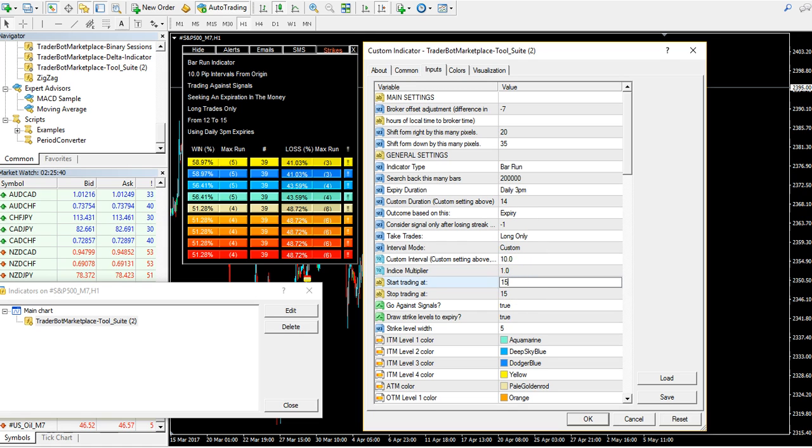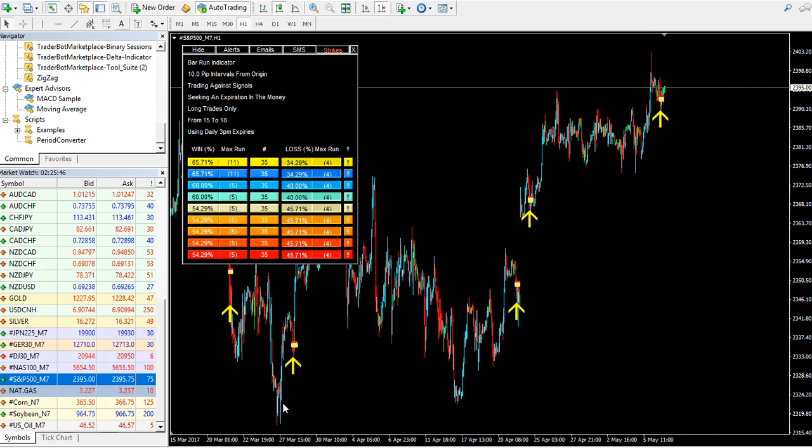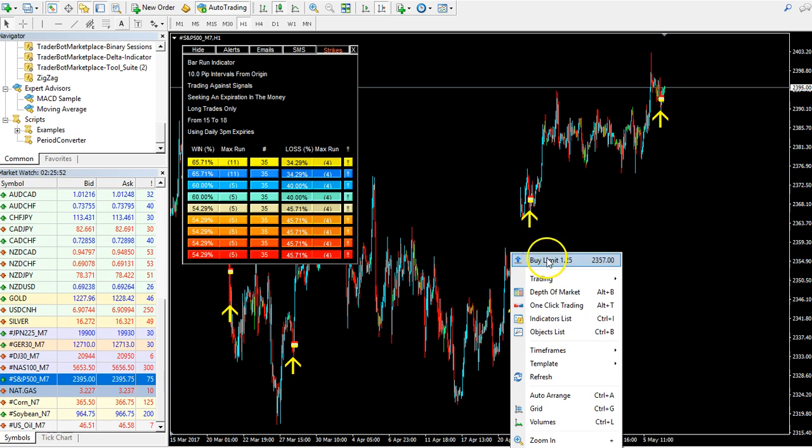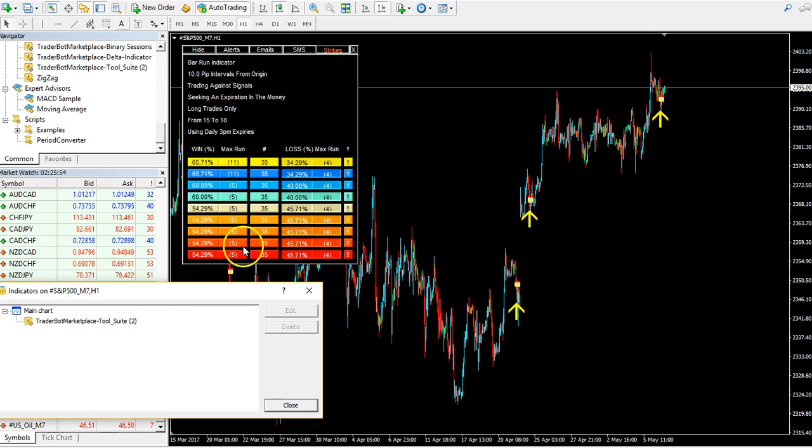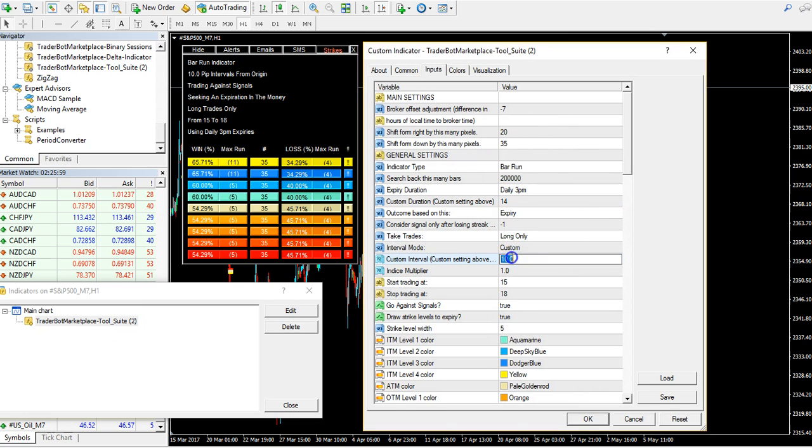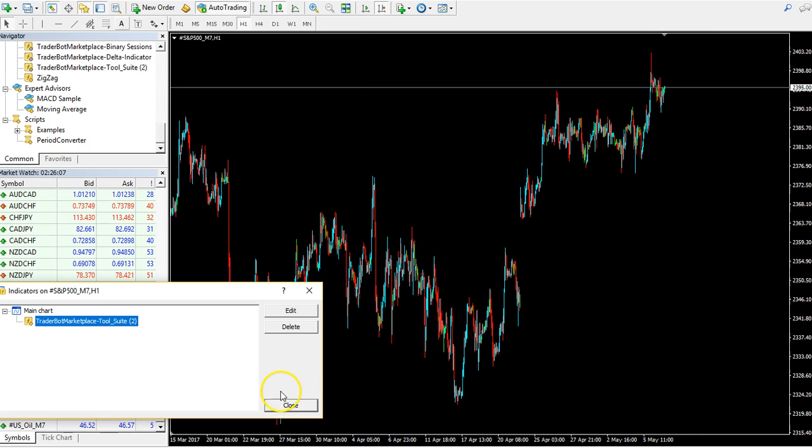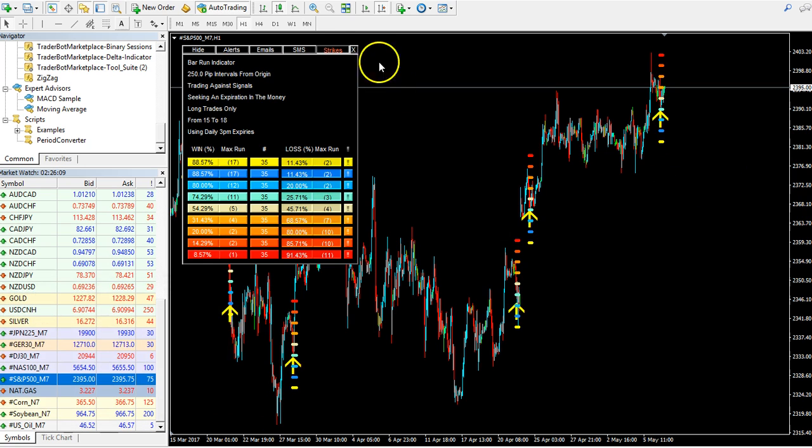Let's alter it between 15 and 18, which is early morning U.S. session. Okay, we got 54%. Looking good. All right. Let's see. Our strikes are nowhere near large enough because the S&P is a little bit larger. I'm going to put that at probably 250. I don't know if that's right or not because when we're talking about an index, we're talking about ticks instead of pips.